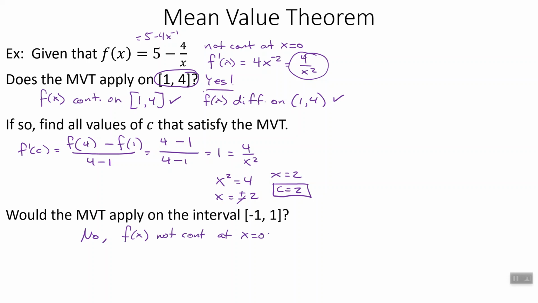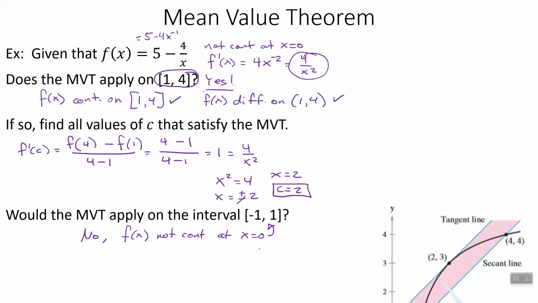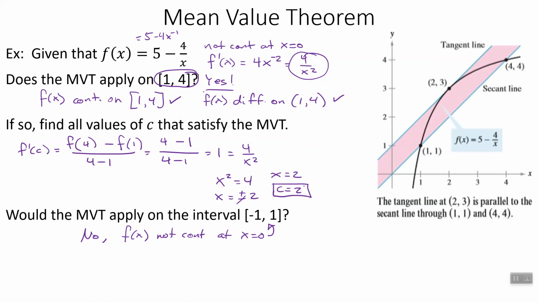At x equals 0, which is in that interval. It's also not differentiable at x equals 0, but all we need is one of them, and once we have one of them, it's not going to work. So if we're curious, here is the graph.